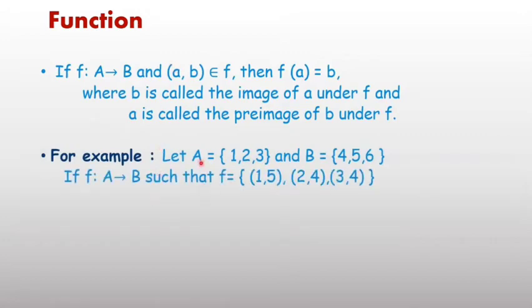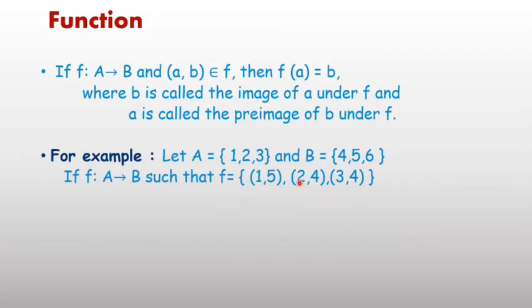For example, set A {1, 2, 3}, set B {4, 5, 6}. f is a function from A to B. f is given. Now you can easily check whether it is a function or not. Function means a subset of A cross B, satisfied. Second condition, domain equal to set A. So domain is {1, 2, 3}, equal to set A. And there are no two ordered pairs having the same first component, meaning it is a function.